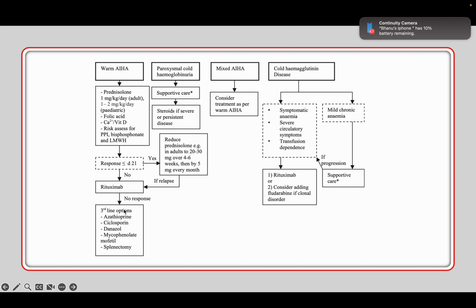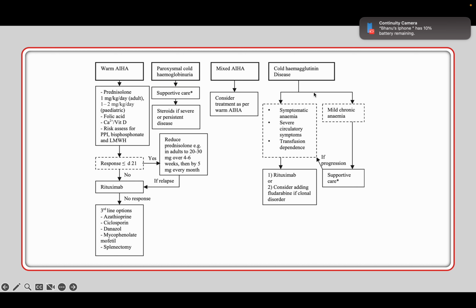If not maintained, the other options are azathioprine, cyclosporin, danazol, MMF, cyclophosphamide, and also rituximab can be given. In the case of paroxysmal cold hemoglobinuria, generally supportive care is enough. Sometimes, if severe or persistent anemia is present, you can try steroid therapy. For relapse, you can try rituximab. Mixed mostly manages like warm autoimmune hemolytic anemia only.